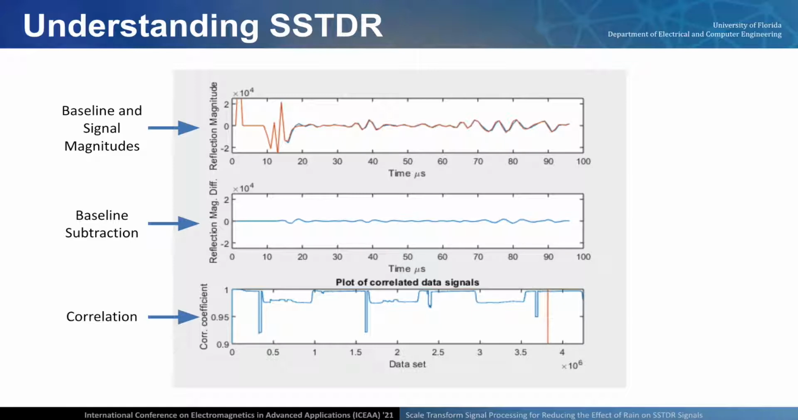Now, we will take the baseline and the signal in question. We will do baseline subtraction, so we will subtract one signal from the other, and we get the resulting figure in the middle. The location, as we discussed, of any major peaks or dips corresponds to the location of the fault, and the magnitude gives us information about what type of fault occurred.